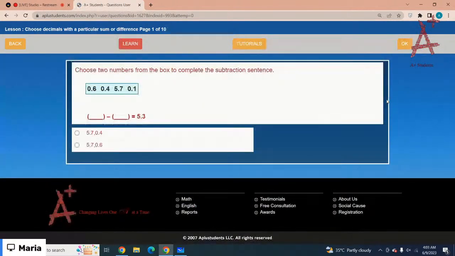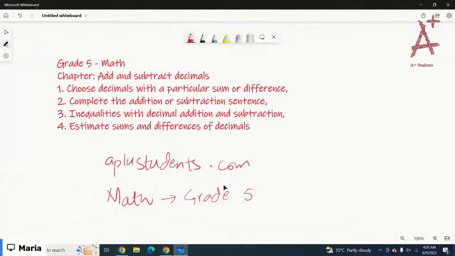Okay, choose two numbers from the box to complete the subtraction sentence. So you have to complete the subtraction sentence. You have to select two numbers whose difference is 5.3. Got it? You can check from the options. Let's just check with this first option, 5.7 minus 0.4.